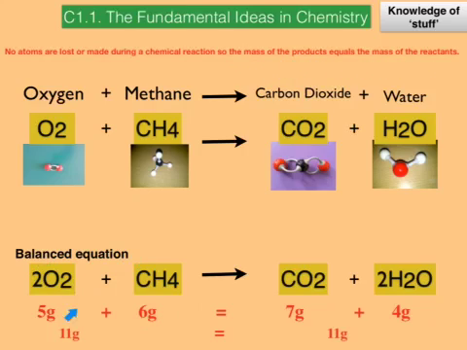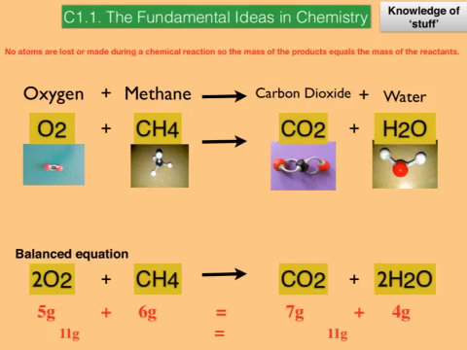So if you look down here, just say for example you've got 5 grams of oxygen reacting with 6 grams of methane. In total, you've got 11 grams. If 11 grams are reacting together, it could be of anything, you're always going to get 11 grams out in the products. So in this case, you've got 7 grams of carbon dioxide and 4 grams of water. So whatever mass goes into the equation, you get the same mass coming out, because no atoms are lost or made during a chemical reaction.